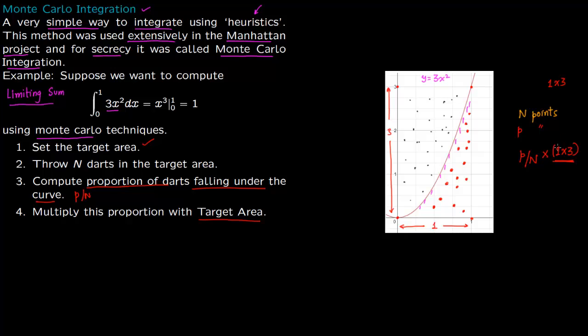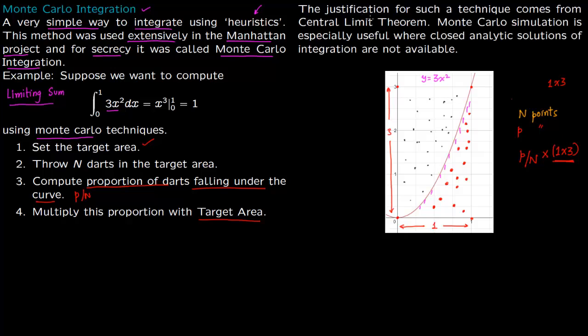So this is the method. Now let us just give a quick justification of such a technique. The justification comes from the central limit theorem. I've talked about the central limit theorem in my lectures on probability, but this basically says that if you put more and more points, you will get more precise estimates of 1. So 1 is the exact answer. We are going to now do Monte Carlo simulation to see what answer we get.